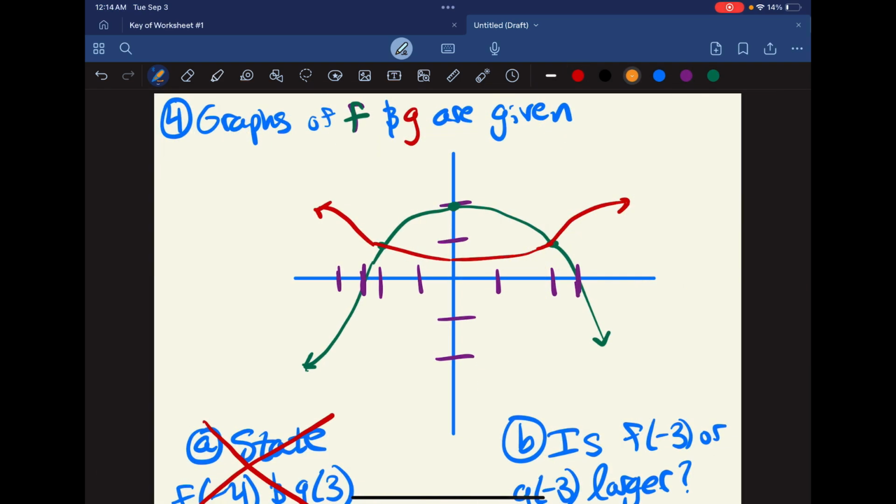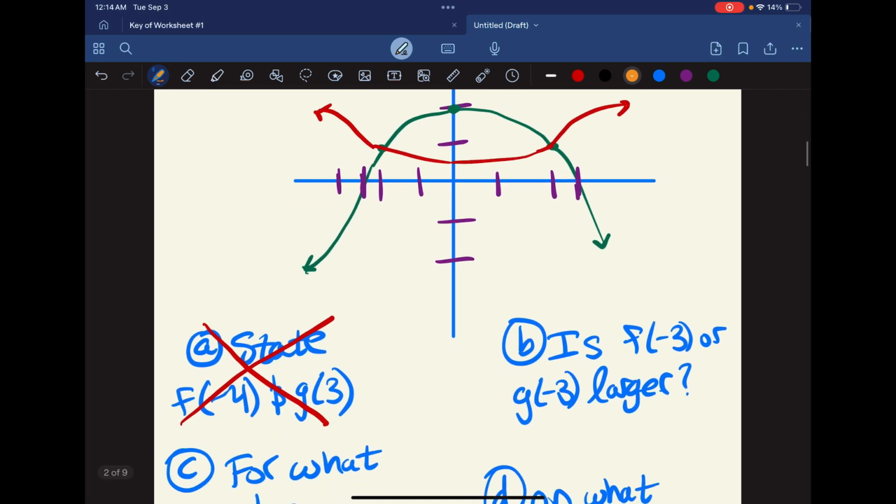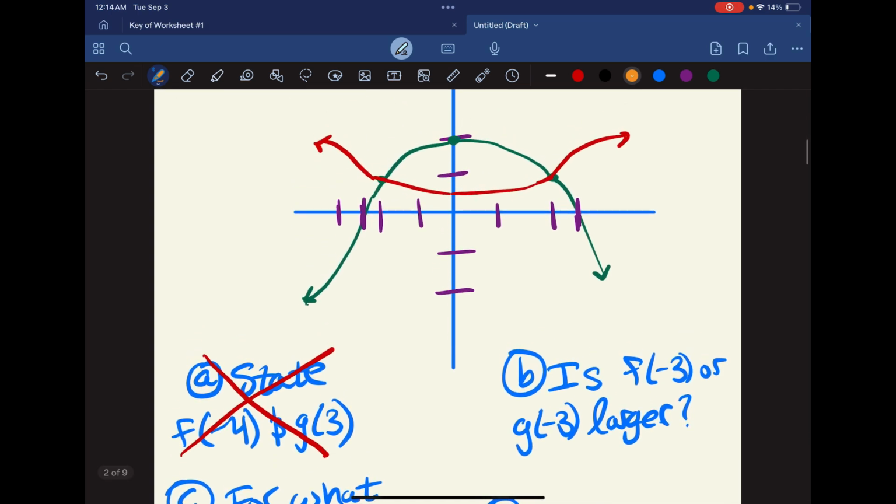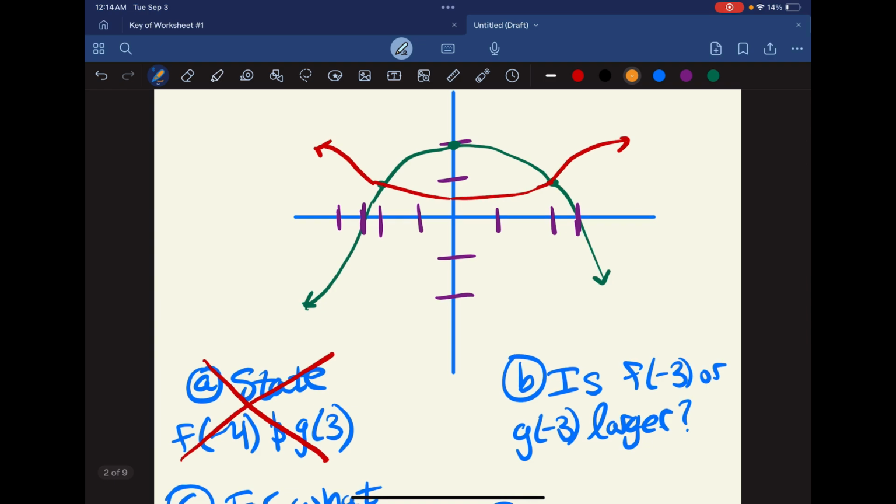Okay, so now we're given these two graphs here, and we're going to answer some questions about them. So the first one is: f of negative 3 or g of negative 3, which is larger? And so we can see that these two functions intersect at positive 2 and negative 2.